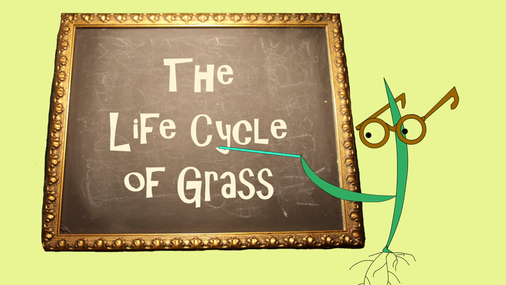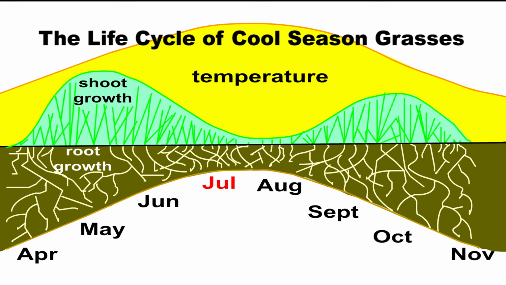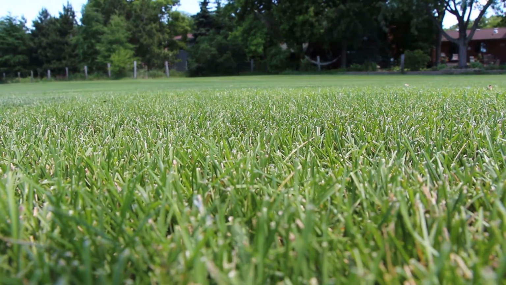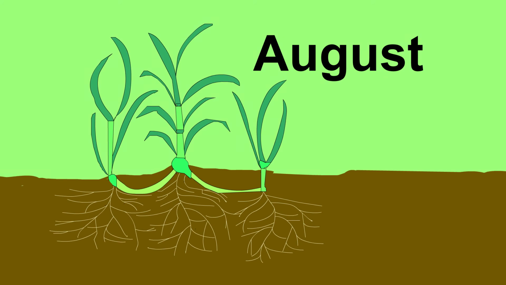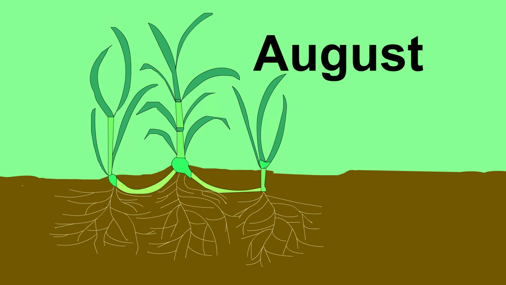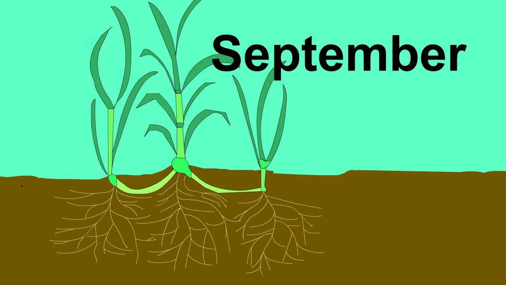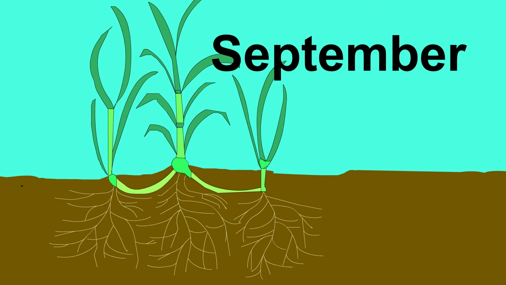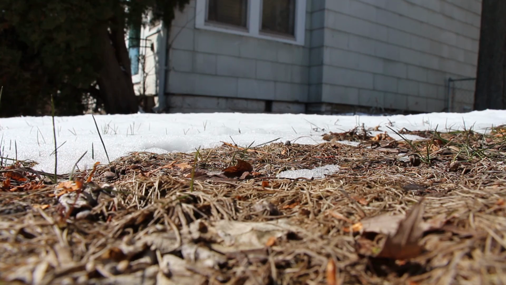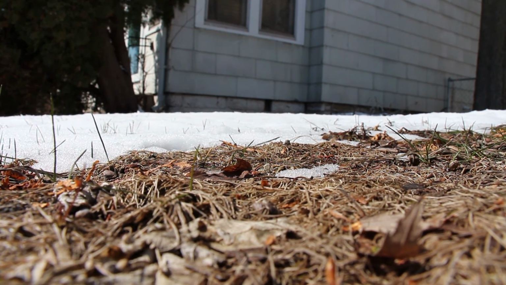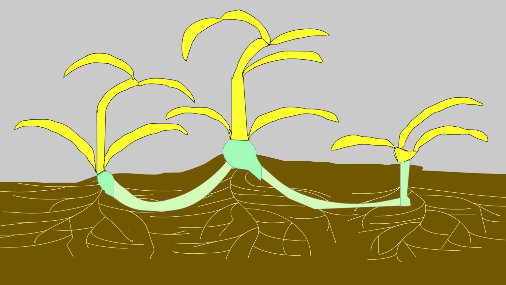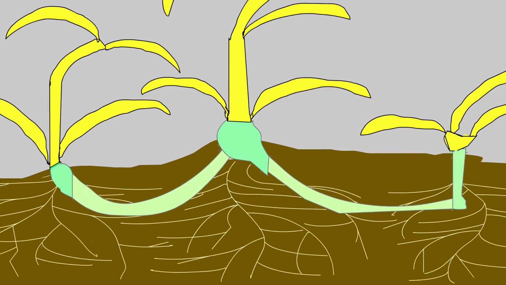Next, let's look at the life cycle of the grass plant. We will talk about the life cycle of cool season grasses, which are the most common grasses in Minnesota. Kentucky bluegrass is a cool season grass. The life cycle of grass plants begins in late July to early August. In the fall, with cool weather and increased rain, grass plants start to grow. Below ground, the roots grow deeper. In the winter, grass lies dormant. It looks dead, but the crown is alive, getting ready for new growth in the spring.